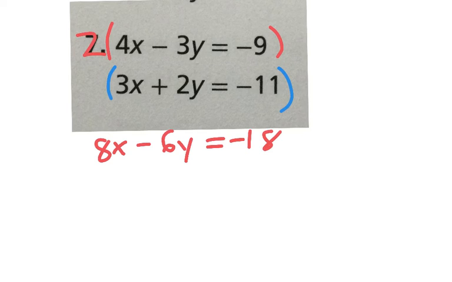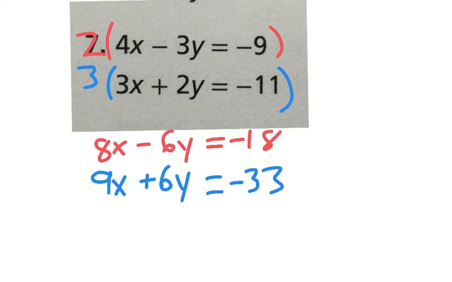So in the second equation, I want it to become positive 6y, so that way they'll cancel. So what can I multiply 2 by to make it become 6y? 3. 3 times 3x is 9x. 3 times 2y is positive 6y. 3 times -11 is -33. Now that I've done that, do I have something that will cancel?